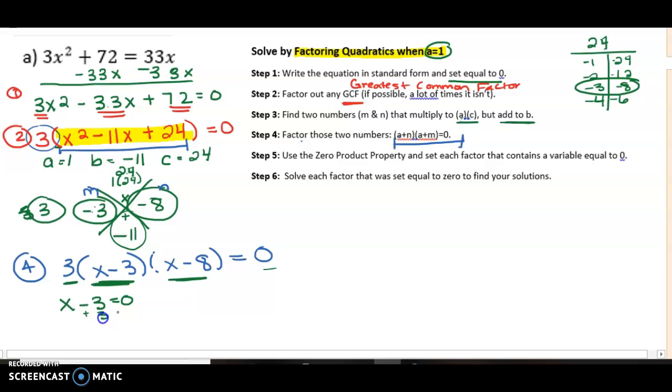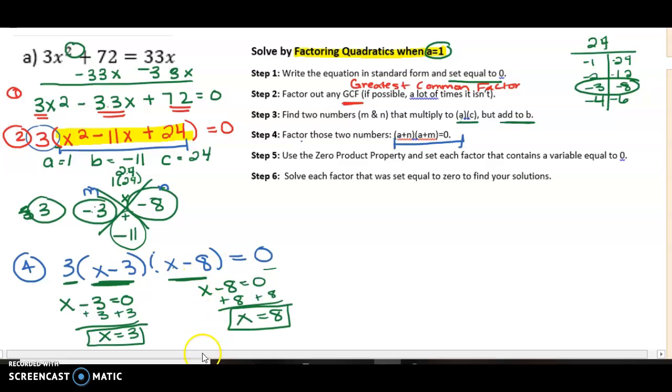Okay, we'll add 3 to both sides. I get x equals 3. Now I want to go over here. When does x minus 8 equal 0? Add 8 to both sides, x equals 8. So anytime I have a square, a quadratic function, that tells me I get 2 solutions. Here are my 2 solutions.